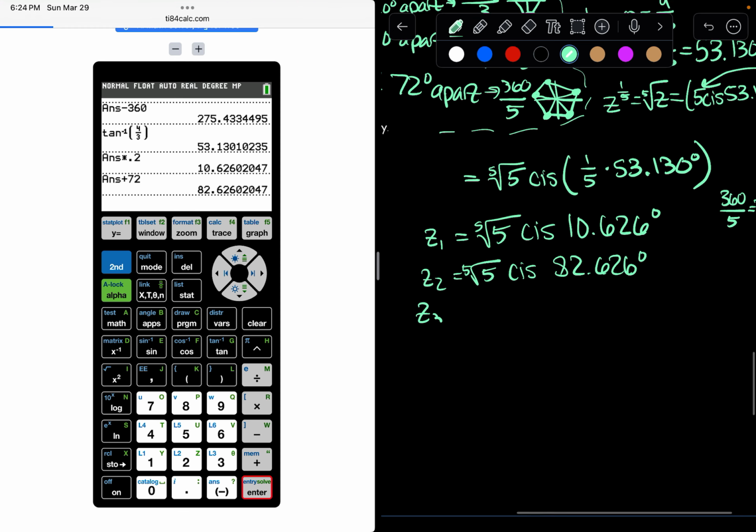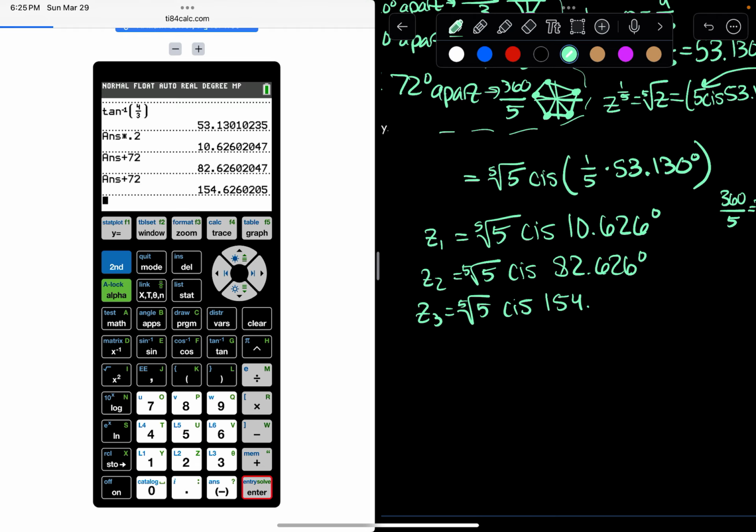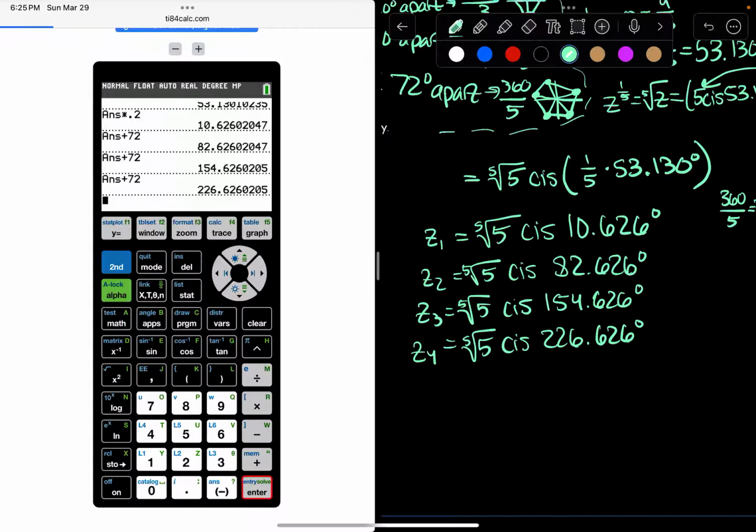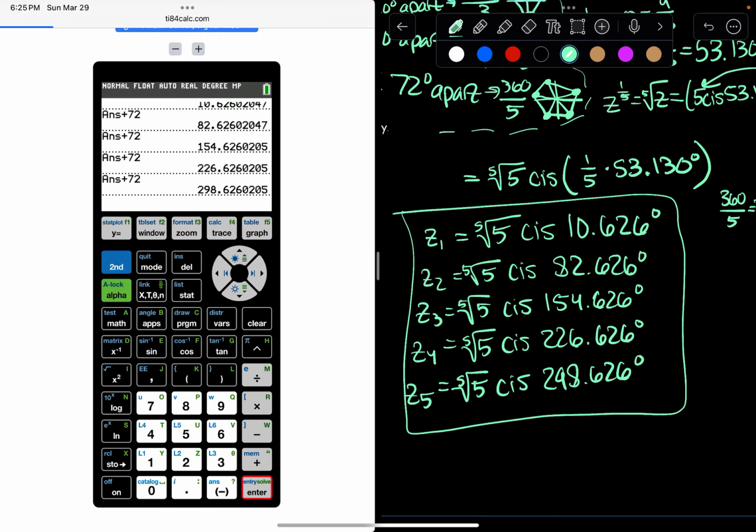Our third solution, we'll have the fifth root of 5, CIS. I'll add 72 again, and we get 154.626 degrees. Z sub 4, we'll add 72 again. I get the fifth root of 5, CIS, 226.626 degrees. Z sub 5, we get the fifth root of 5. There's a lot of 5s. CIS, I'll add 72 one more time, and I get 298.626 degrees. And those are my 5 solutions.